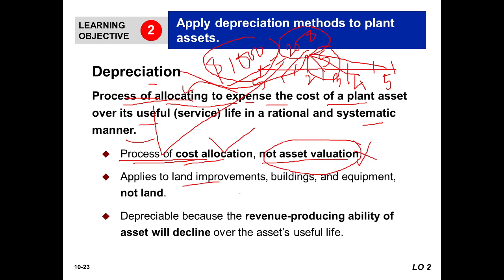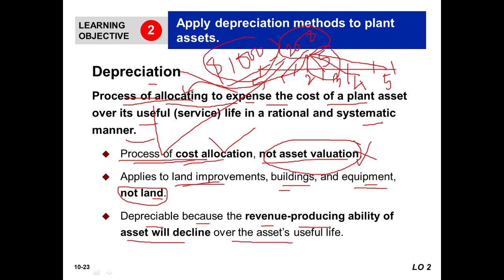Depreciation applies to land improvements, buildings and equipment. We have already seen that plant assets are of 4 types: land improvements, buildings, equipment, and land. But we do not charge any depreciation on land. It will be appreciation, not depreciation. Assets are depreciable because the revenue producing ability of the asset will decline over the asset's useful life.